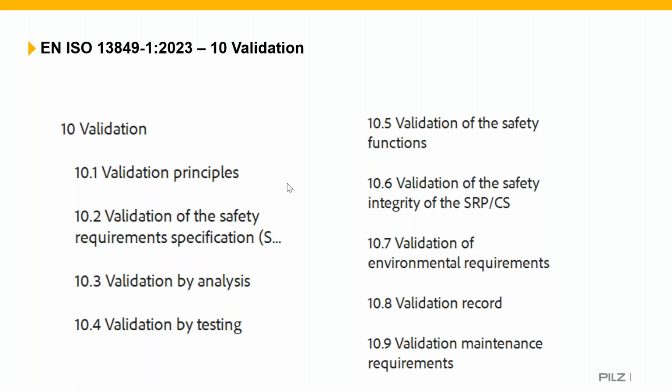So all the stuff on validation principles, validation of the safety requirement specification, validation by analysis, validation by testing. It's always good to point out that analysis does not substitute testing, it can only support it. Validation of safety functions, integrity of the safety related control system, environmental requirements, how you record your validation, and any maintenance requirements. So all that good stuff is now in section 10 of 13849 Part 1.